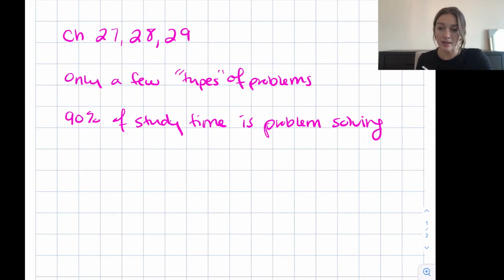And sort of a corollary to that is that you want to make sure that you can reproduce solutions. So when you're either going over lecture problems or going over the practice final, when you're done, make sure that you can reproduce solutions.